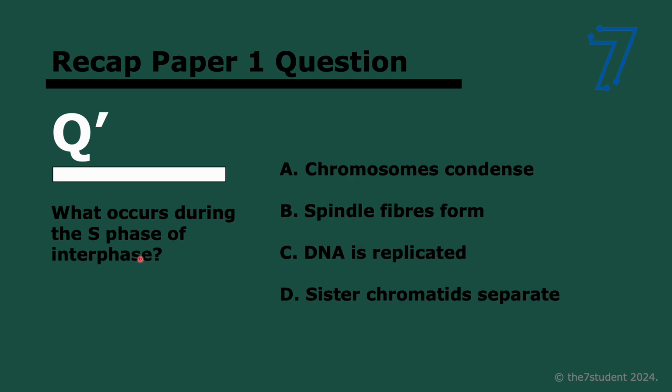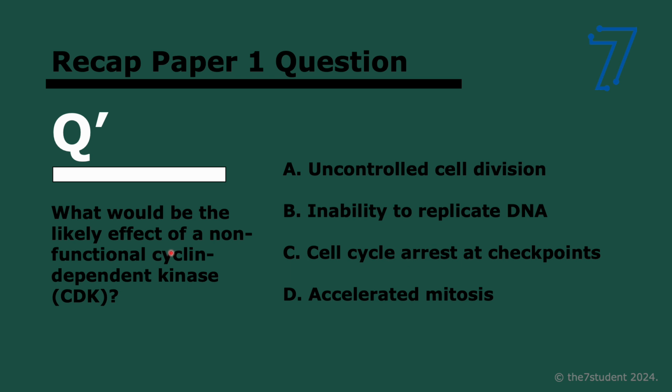The next question is what occurs during the S phase of interphase? Hopefully you remember. Pause now if you want to think, but 3, 2, and 1. The DNA is replicated, right? Remember, G1 and G2 is where the cell grows and replicates the organelles, but S is where the DNA is replicated specifically. Okay. And the last question, what would be the likely effect of a non-functional CDK?